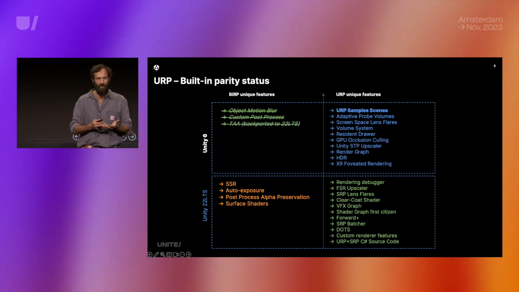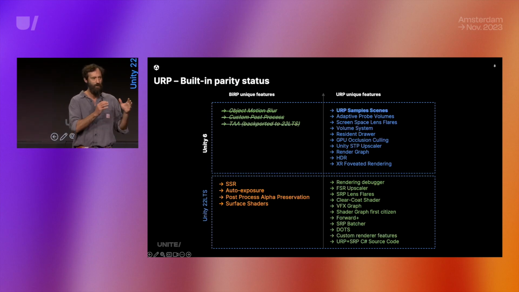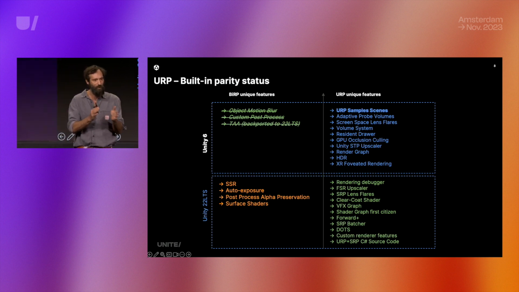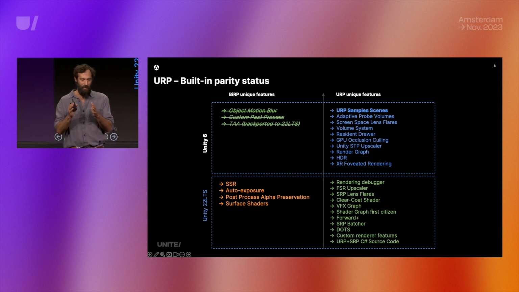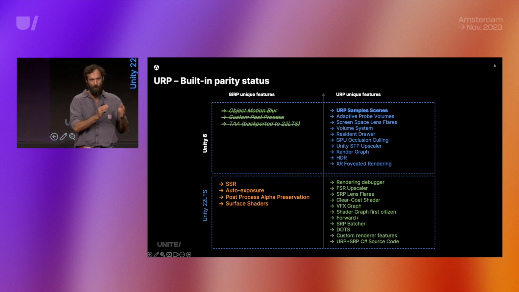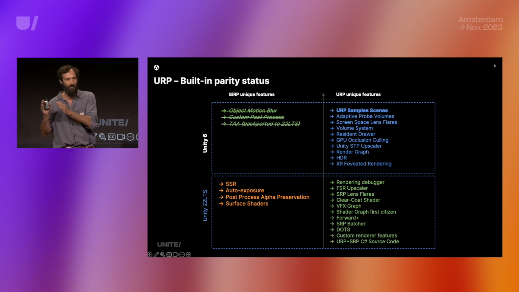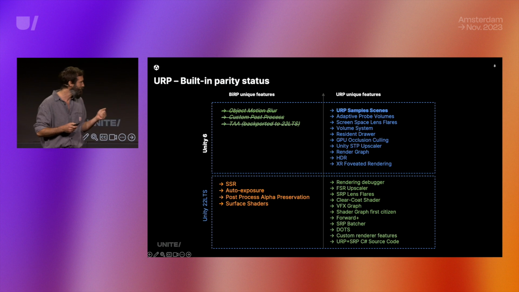The SRP Batcher, I don't know if everybody realizes the power of this. You were maybe used to using material property blocks, which are not compatible with the SRP Batcher. But actually, the SRP Batcher does better than using material property blocks, so forget about them. And most of the time, it's faster than even hardware instancing. So it's actually a very magical component.